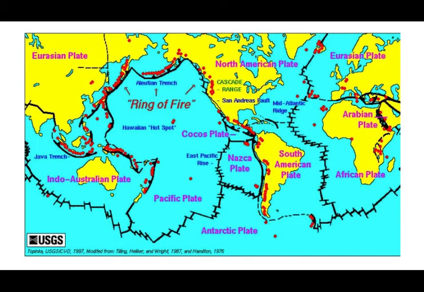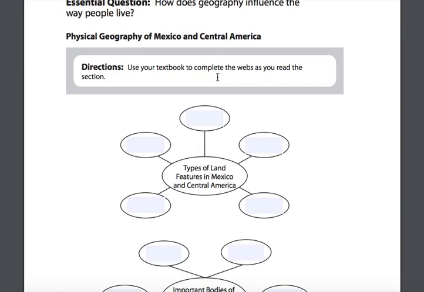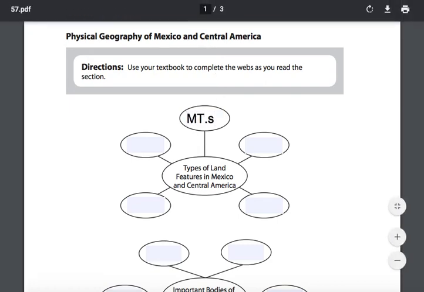If we look at our note section for today, we would fill in the different types of land features that are described in Mexico and Central America. We have mountains, we have highland areas, highland plateaus, there are volcanoes, there are peninsulas, the Yucatan Peninsula and Baja California, and you've got coastal plains and lowlands.